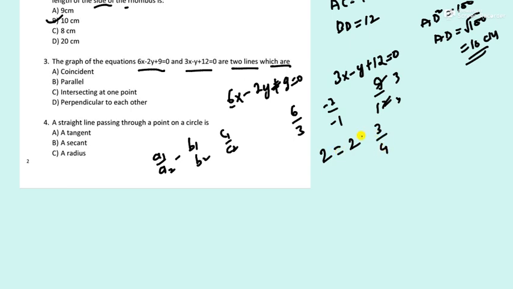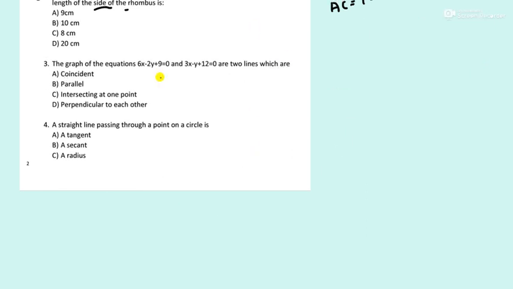So first two are equal and third one is not equal, means here a1 by a2 is equal to b1 by b2 but not equal to c1 by c2. This condition is only for which one? Yes, you are right, for parallel lines. So the answer is parallel. Okay, moving to the next question. So the question number 4 states, a straight line passing through a point on a circle is dash. So straight line passing through a point on a circle.